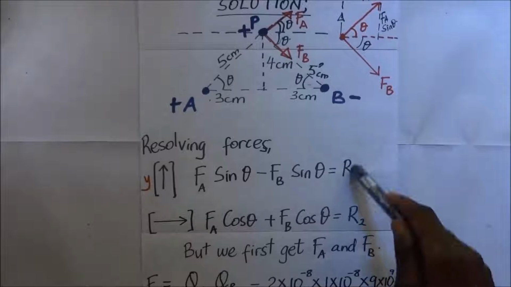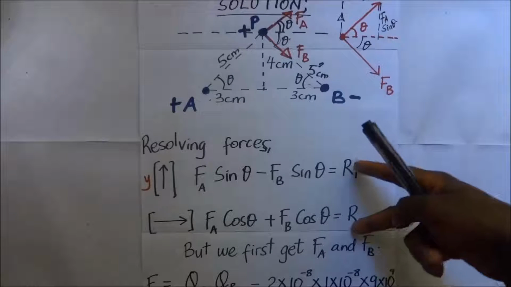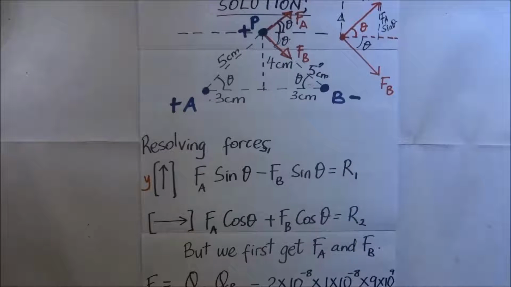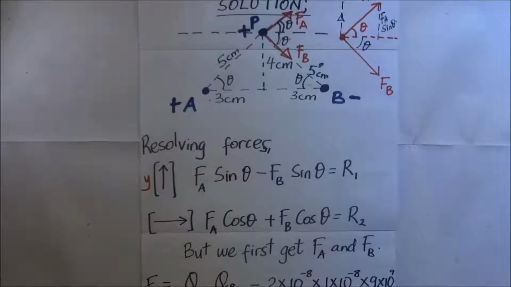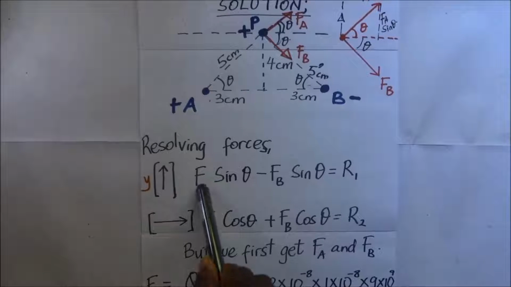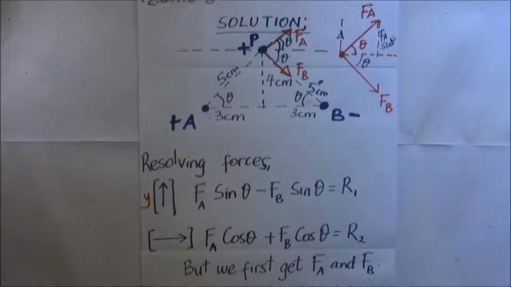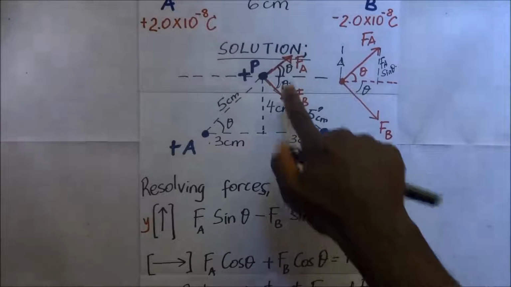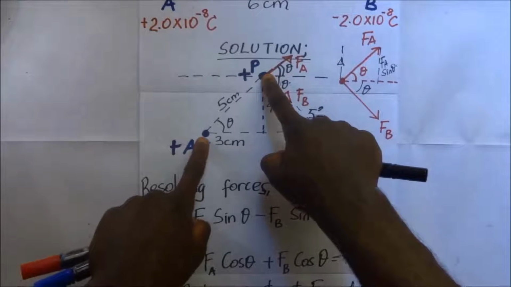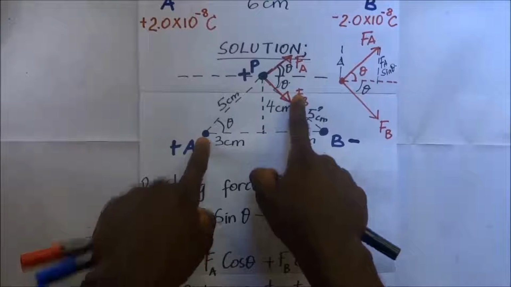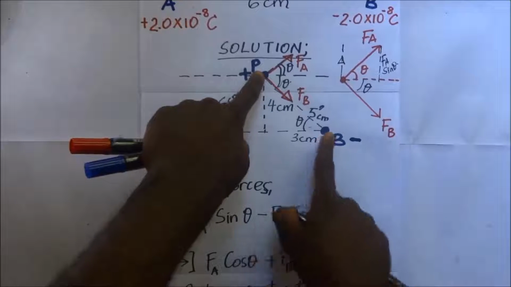So if we get R1 and R2, then we will be able to resolve those two to find the resultant of the force on that particle. But you do not have FA and you don't have FB. So we first find FA and FB. Now remember, for us to get FA, it's a repulsive force between P and A. For us to get FB, FB is an attractive force between P and B.